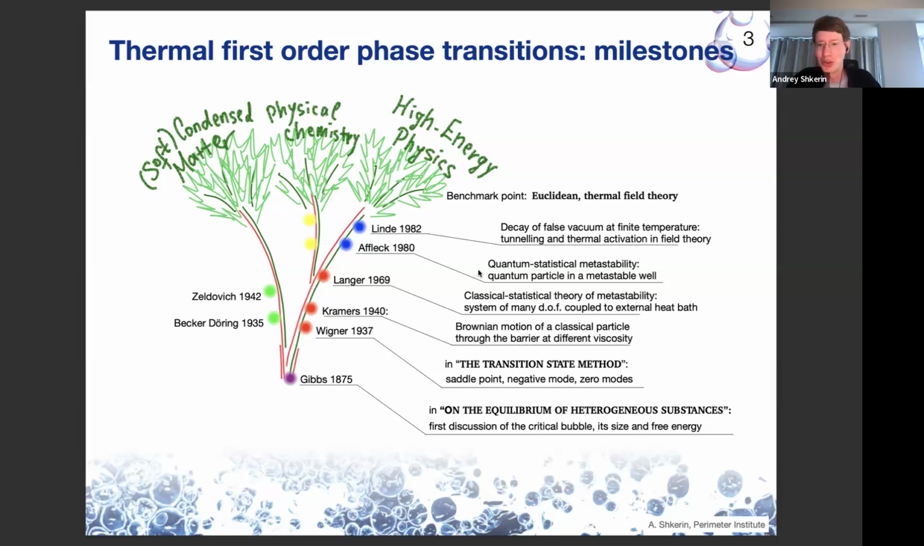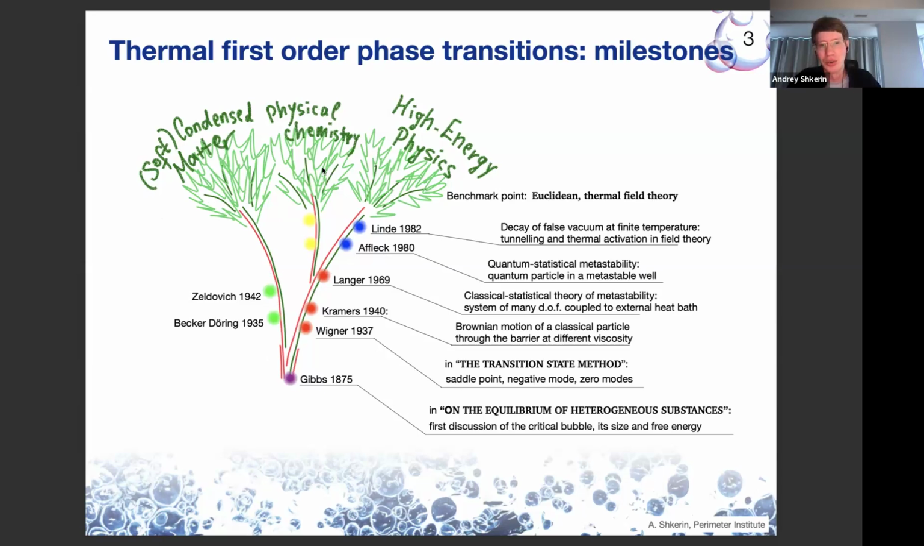But only 1 degree of freedom, so only one particle. But that was generalized finally by Linde, who gave the general theory, or maybe the method, how to calculate the decay of false vacuum at finite temperature, both in the quantum regime, where tunneling is important, and in the classical regime, where thermal activation, thermal jumps over the potential barrier is important.